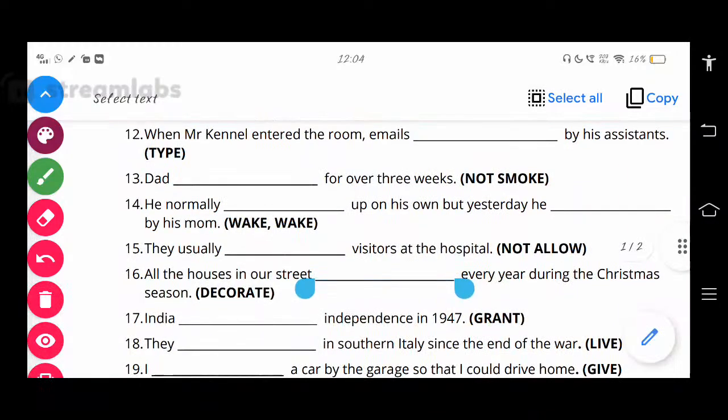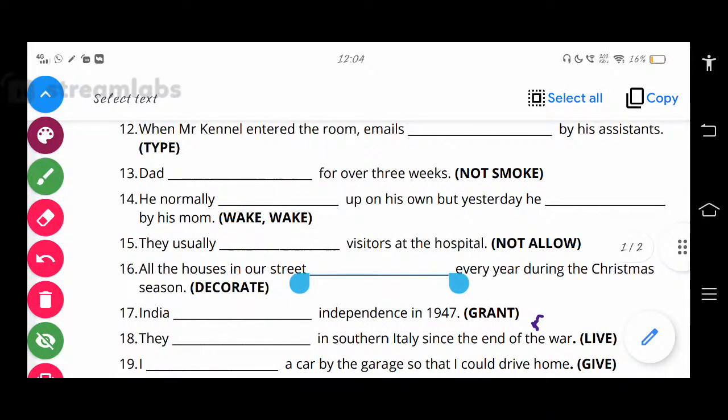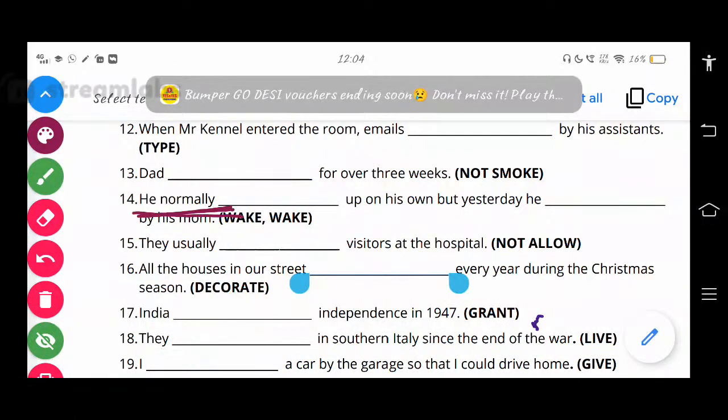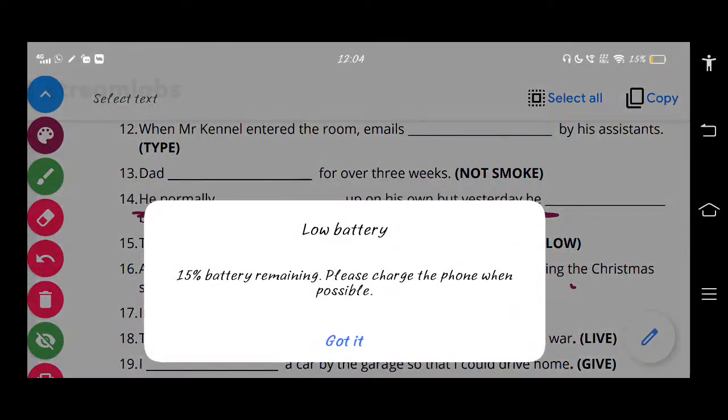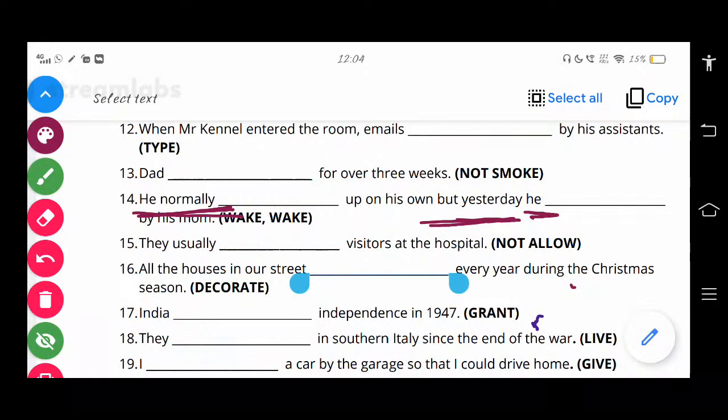See here, normally, that is one of the keywords. And yesterday, this is one of the keywords. And here he is the subject. So by this word normally we can say that's a daily action. That's a daily routine. So daily actions can be expressed by using which conjugation?